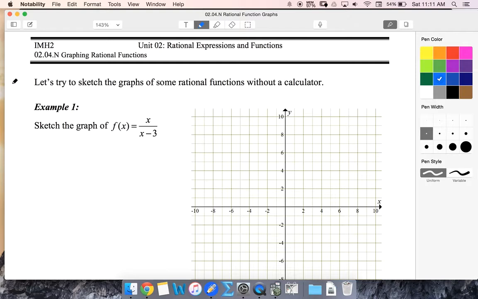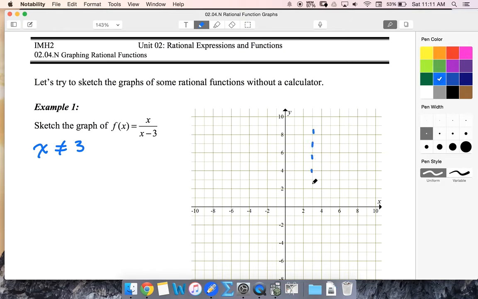So looking at, finally, the graphs of rational functions. The key here with rational functions is that they always have this sort of problem area. So we know straight away from looking at this that x is not allowed to equal 3. That means I'm going to have an asymptote.